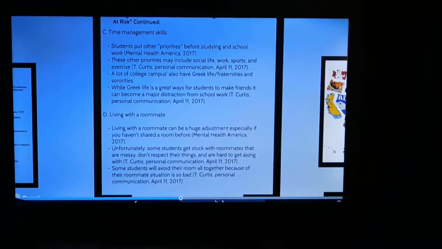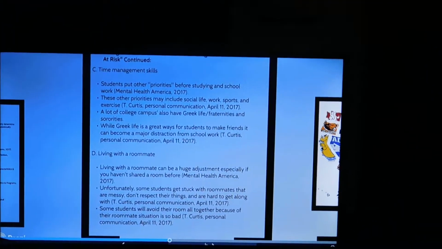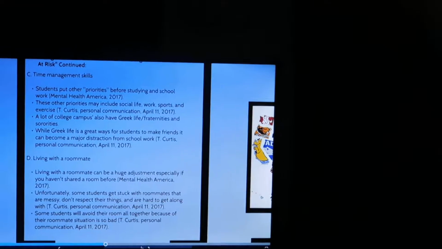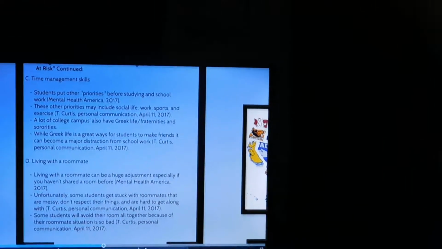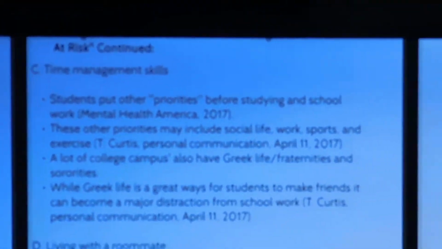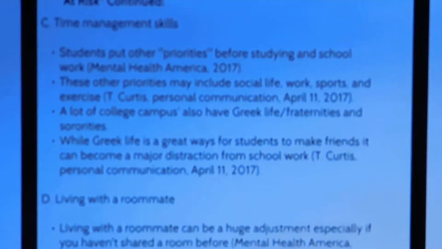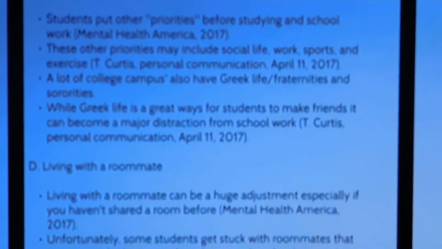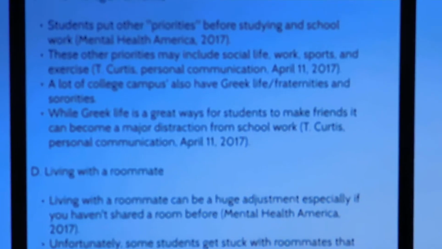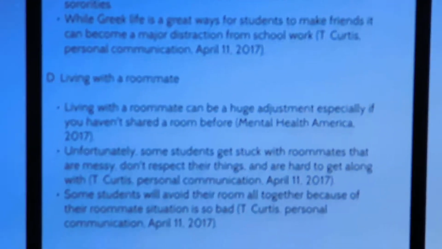Another thing students struggle with is time management skills, setting their priorities straight, doing homework instead of socializing, going to parties, and such. Many students are part of Greek life, such as sororities and fraternities. And while Greek life is great for students to make friends, it is a major distraction when it comes to schoolwork.